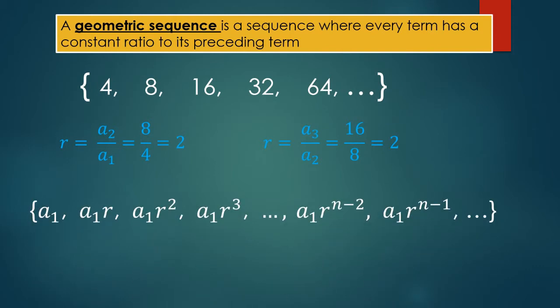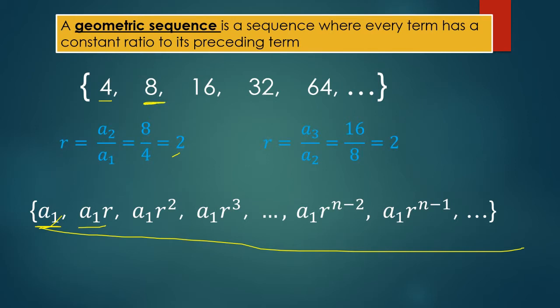Now, the sequence can also be written in this way. This is our A1, which is 4. And then A1 times R. Our R is 2, and A1 is 4, so 4 times 2 is 8. For the third term, we can write it as A1, which is 4, times R squared. Our R is 2, so R squared is 4. 4 times 4 is 16.